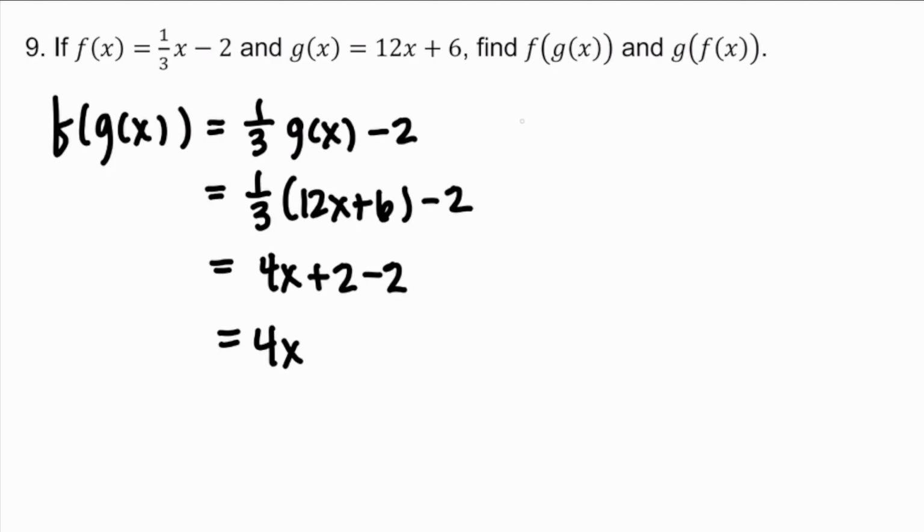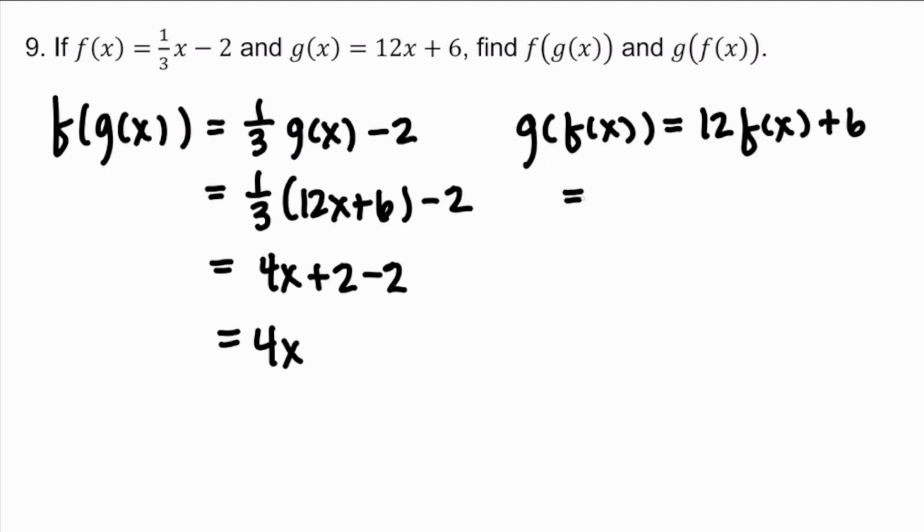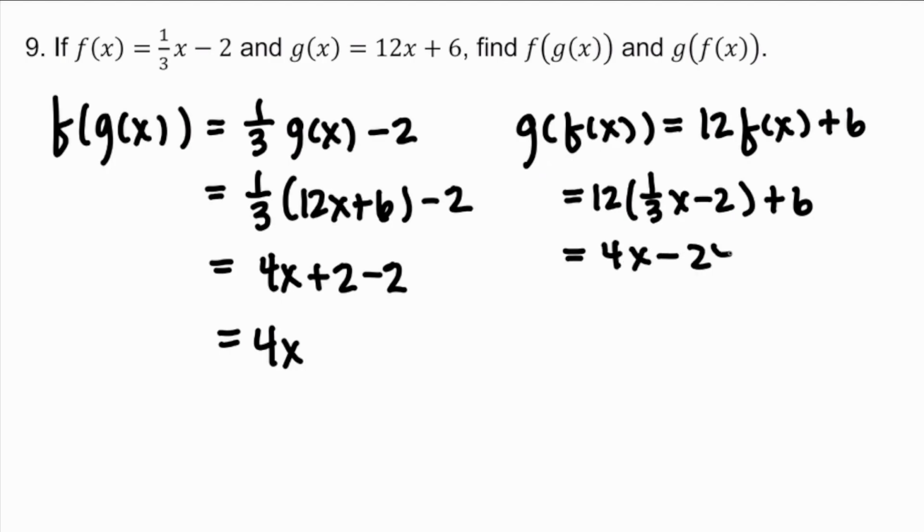That was interesting. And then g of f of x is wherever I see x in the formula for g, I'm replacing that with f of x. So this is going to be 12 f of x plus 6. And that's going to be equal to 12 times f of x, which was 1/3 x minus 2, plus 6. So when I distribute that, I get 12 divided by 3 is 4x, minus 12 times 2, plus 6. And so I'd have 4x, negative 24, add 6 back, that would be negative 18. And that's going to be f of g of x and g of f of x.